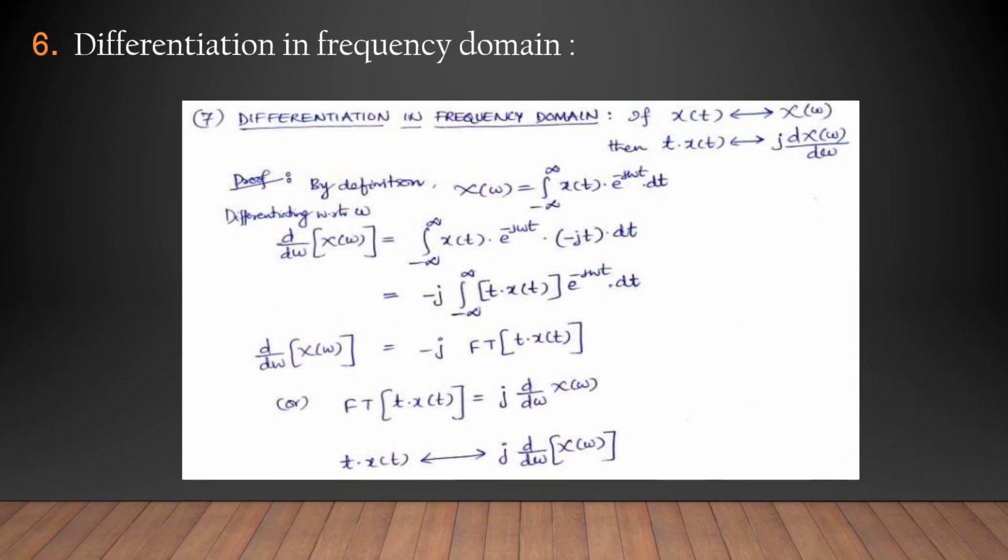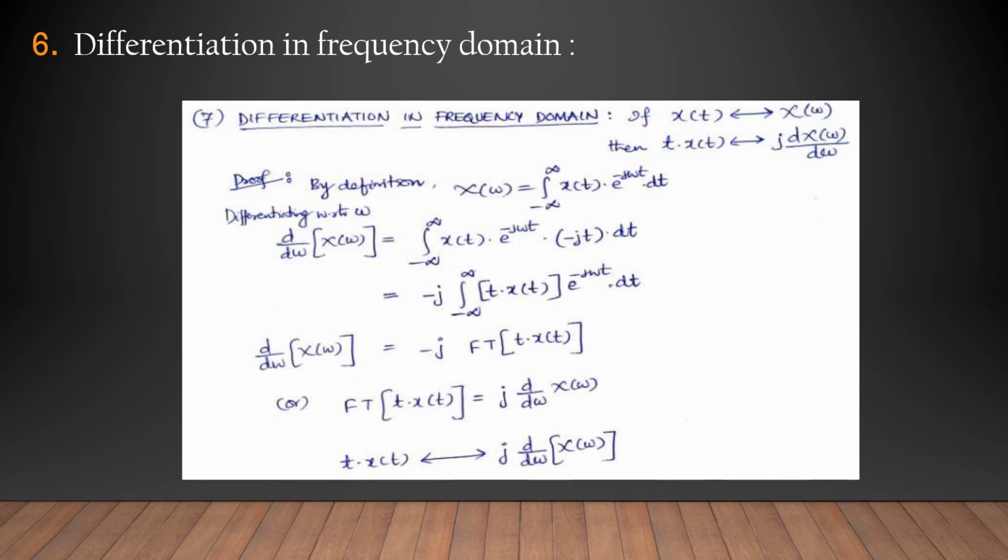The sixth property of the Fourier transform is differentiation in the frequency domain. Differentiation in the frequency domain is stated as t into x of t is equated to j into d of X of omega divided by d omega.